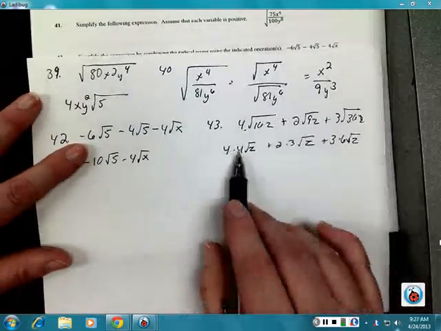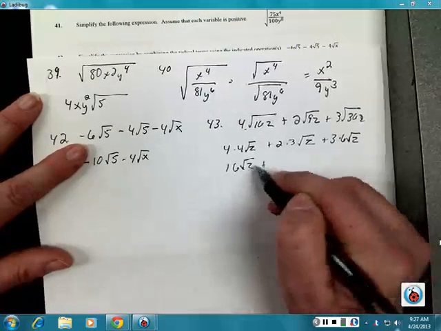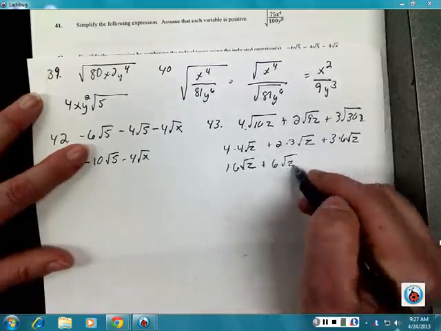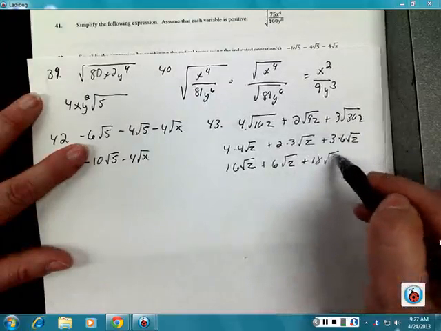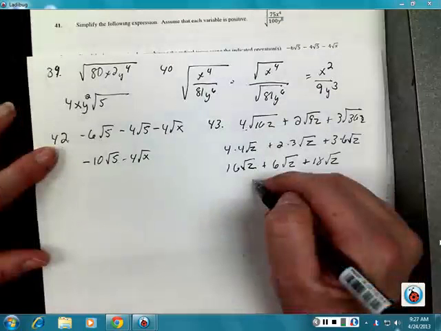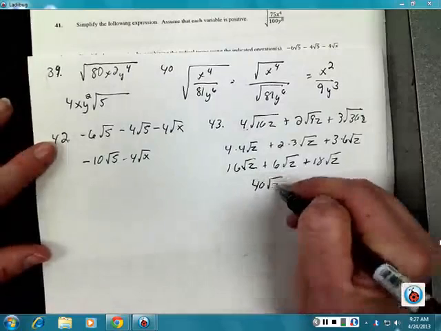A 6. Then I got to do my multiplication. So 4 times 4 is 16 square root of z, plus 2 times 3, 6 square root of z, and 3 times 6, 18 square root of z. And am I done? What do I got to do now? Well, you just add them together, right? Yep.